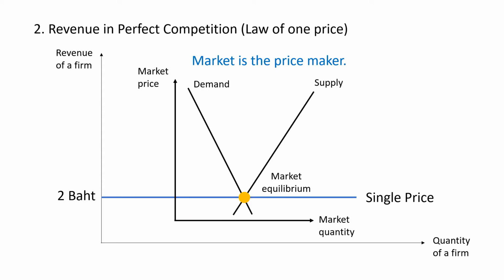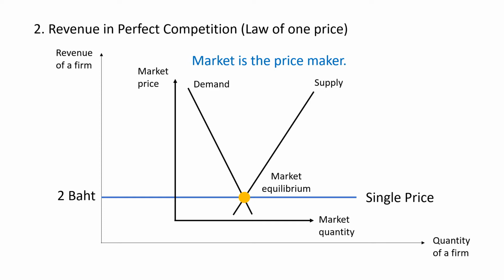To find profit in the profit maximization process, we need to have the revenue, and the revenue in perfect competition and revenue in monopoly market are different. Here we will begin with the revenue in perfect competition under the law of one price. You will see on the screen that the market is the price maker. The demand and supply creates the market equilibrium at the yellow point, and this point will govern the revenue for all the firms in the perfect competition.